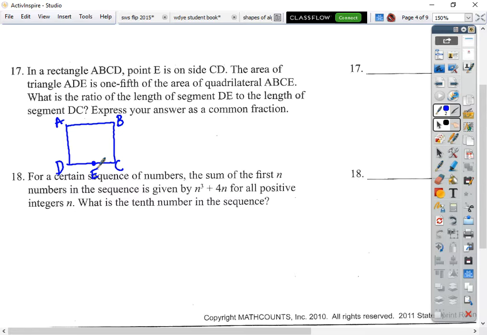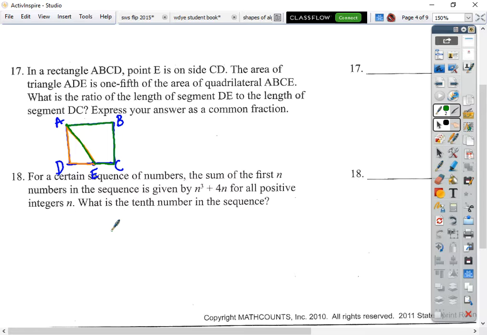Now we're looking at this triangle here. We have ADE. I'm going to draw that in orange. ADE. We're looking at that and know that it's 1/5 of the area of the quadrilateral ABCE. So it's only that piece that we're looking at in comparison to our triangle.